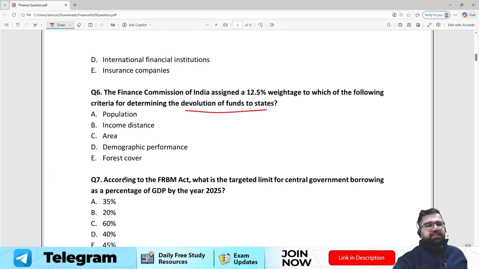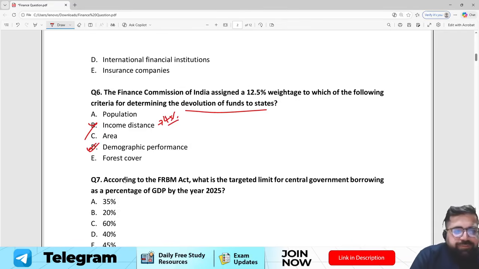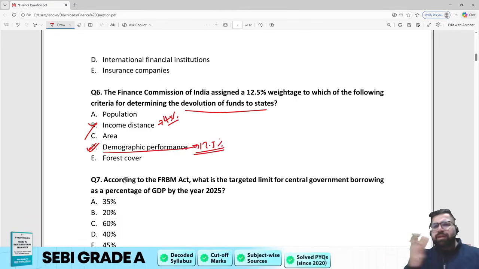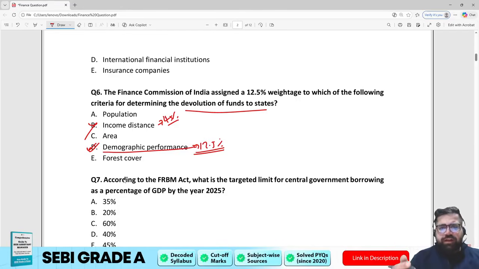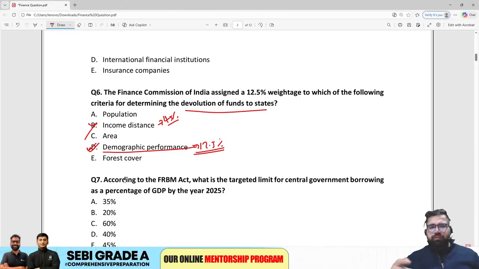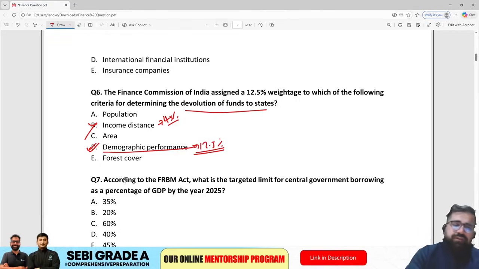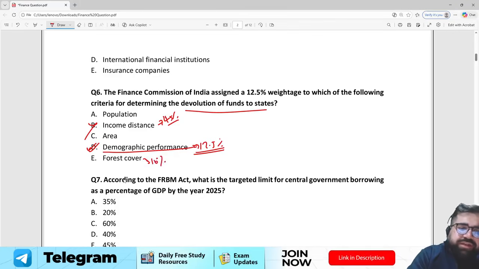See, for income distance, the weightage is 45 if I'm not wrong, right? So income cannot be your answer. The correct answer will be demographic dividends, because for demographic dividends, the weightage is 12.5%, right? Likewise, there are multiple, I would say, different weightages, right? And this is where your revision comes into the picture. If I'm not wrong, for forest cover it's 10%, right? For tax it's 2.5% if I'm not wrong, right?